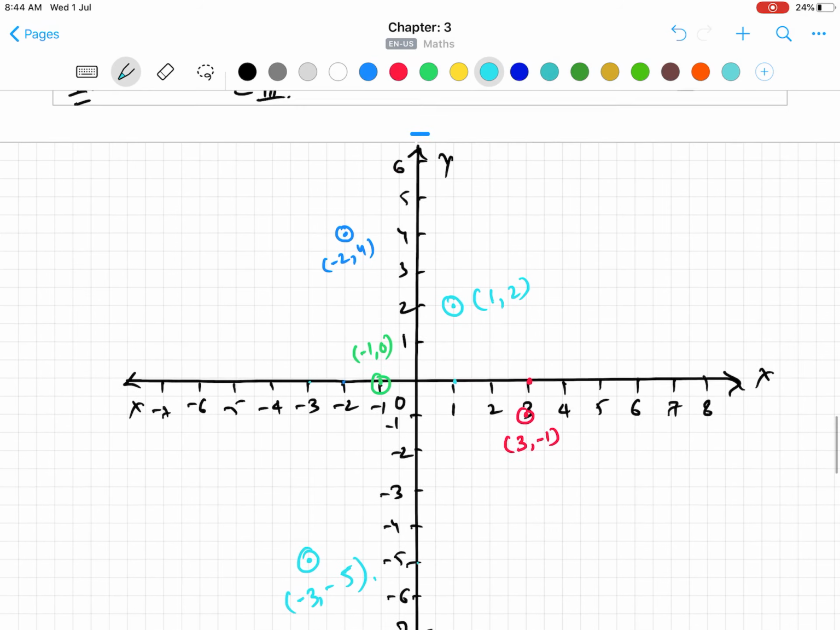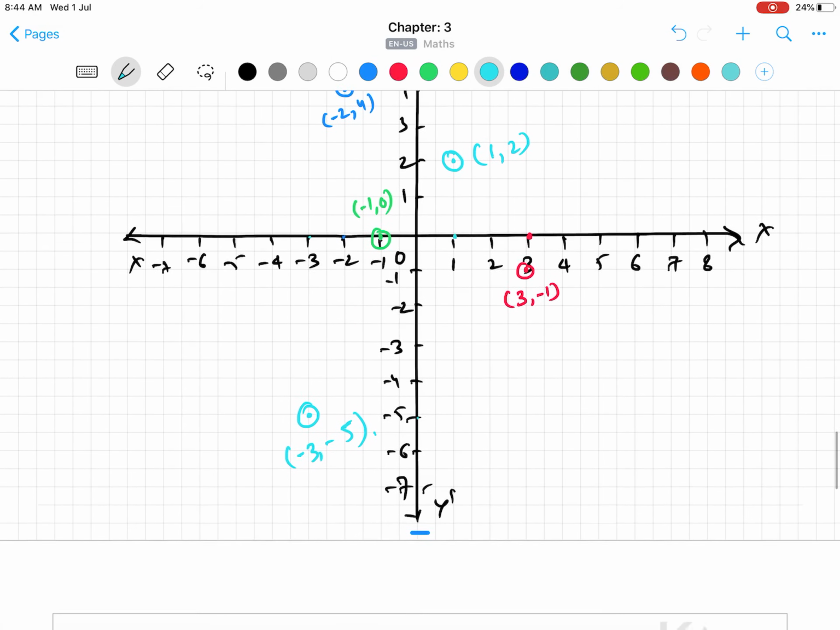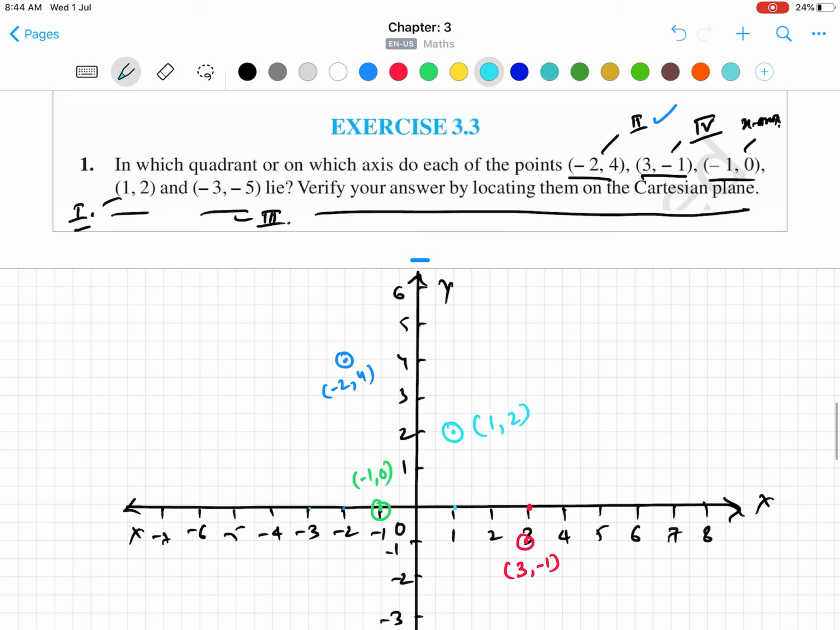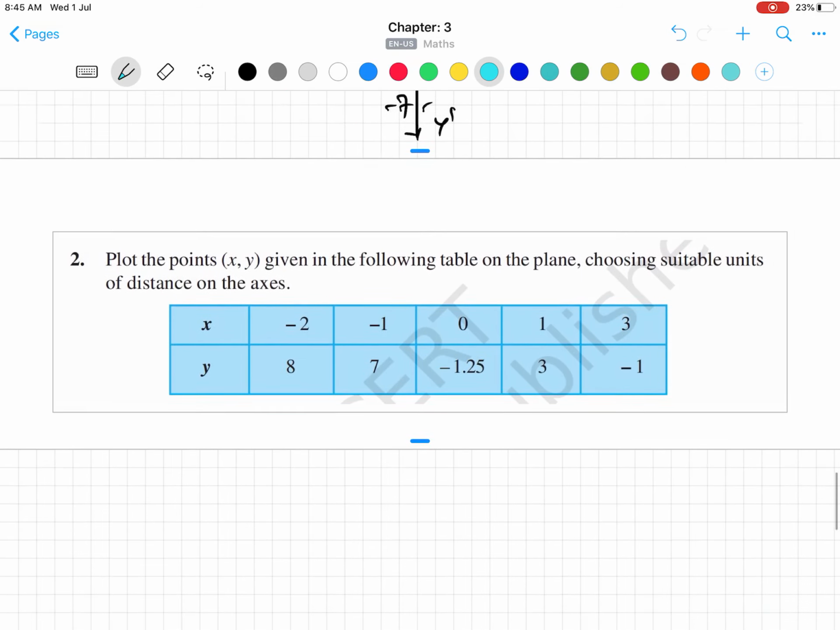Okay, that's how we can plot this point, and we have verified that they are lying in their respective mentioned quadrant. Okay, I hope it's clear to you now. That's how we can represent any given point in the Cartesian plane system or xy plane.